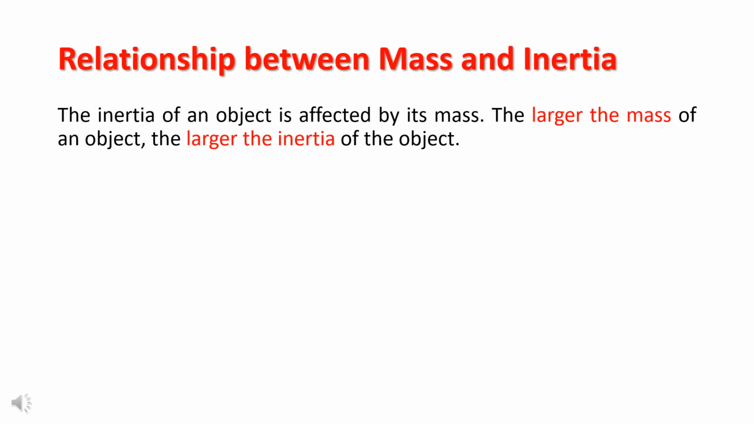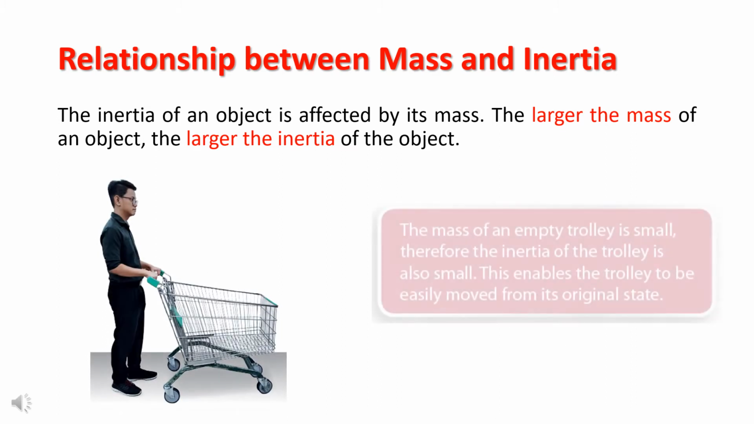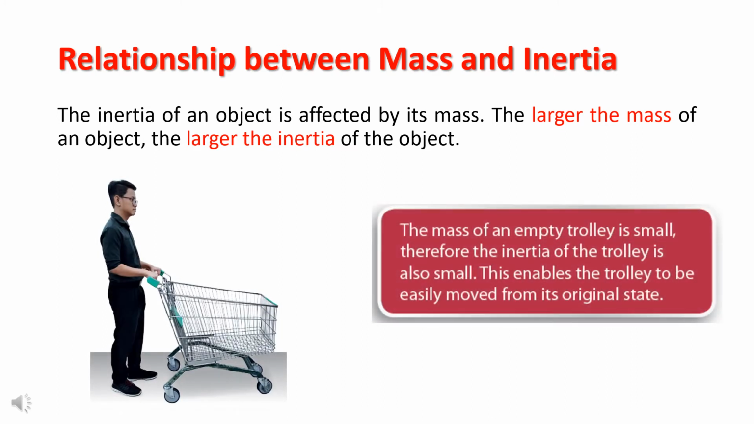What is the relationship between mass and inertia? The inertia of an object is affected by its mass. The larger the mass of an object, the larger the inertia of the object. Look at this picture of a man pushing an empty supermarket trolley. The mass of an empty trolley is small. Therefore, the inertia of the trolley is also small. This enables the trolley to be easily moved from its original state.